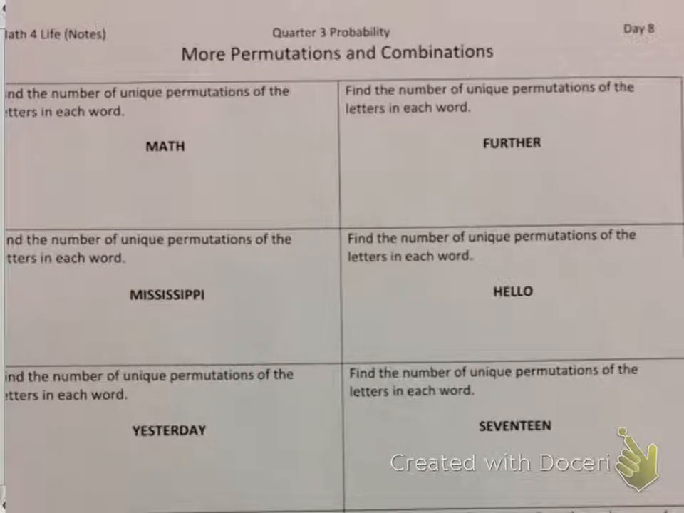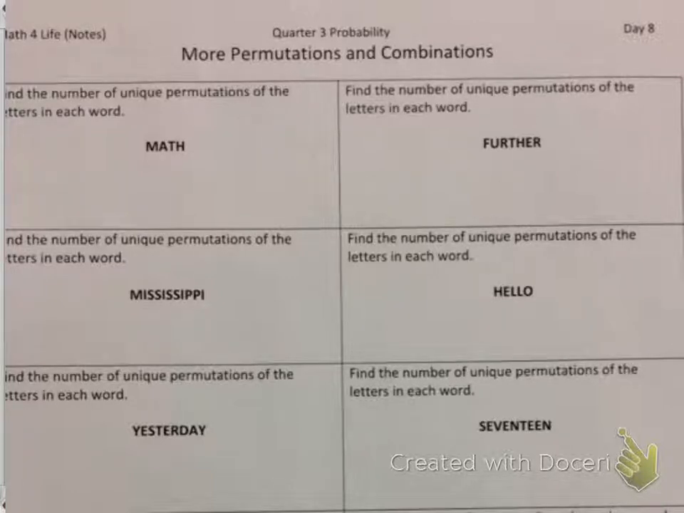This is a note-taking guide for Math for Life, and this is day 8 of the probability unit. So today we're going to talk about some different permutations and combinations. We've been doing those already early in this unit, but today we're going to talk about how it works applied to using words to find permutations, and then how to do some compound combinations in just a minute.